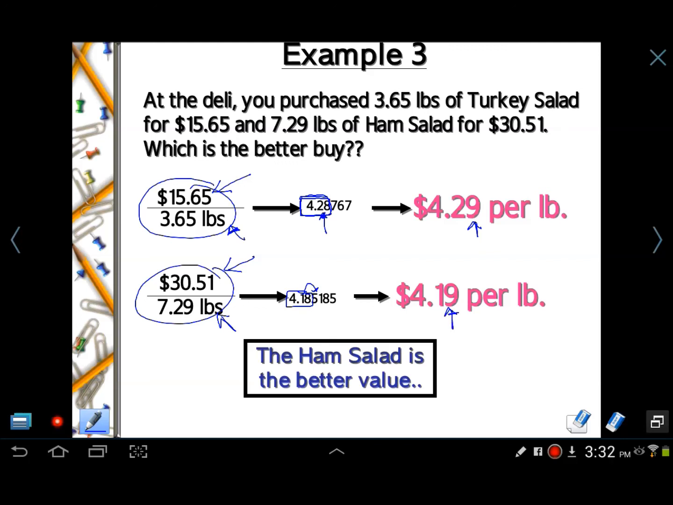Now it's pretty clear from these two prices which one is the better buy. The better buy is the one that is cheaper. $4.19 is 10 cents cheaper than this. So the ham salad, that's the solution. The ham salad is the better value of the two.